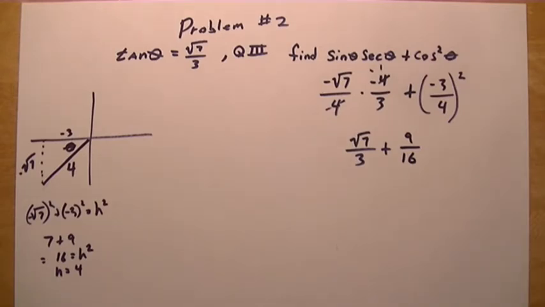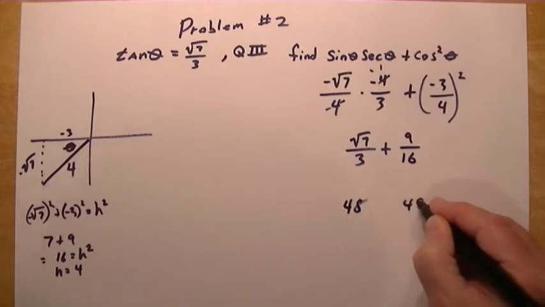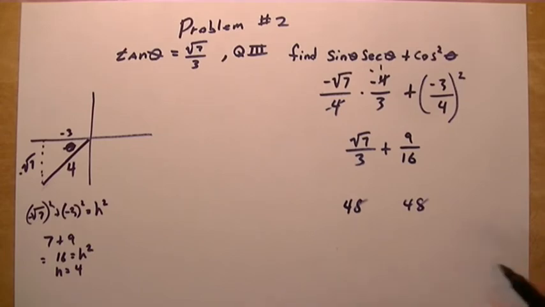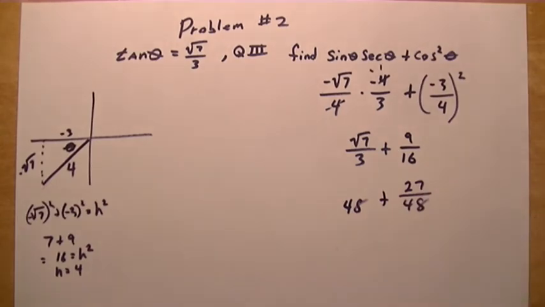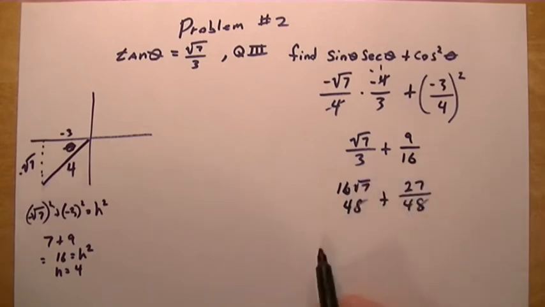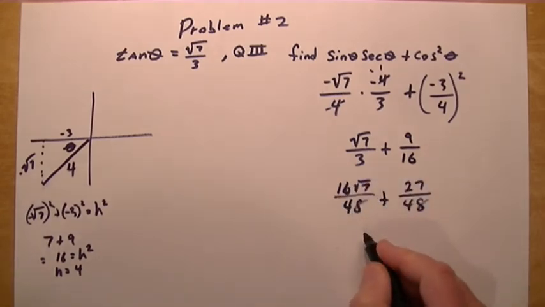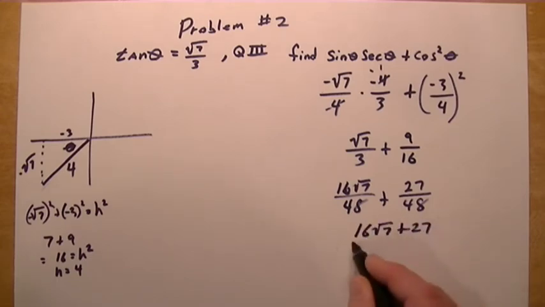So as far as I know, the only common denominator between 3 and 16 is 48. So let's go ahead and do that. 16 goes into 48 3 times because we multiplied it by 3, so this is going to be 27. And so then 16 square root of 7. And now we can combine these as 16 square roots of 7 plus 27 over 48. That doesn't look like we can simplify that in any way. So that's just your answer.